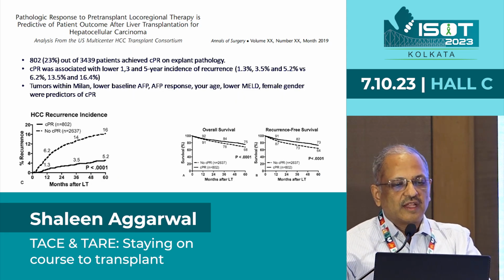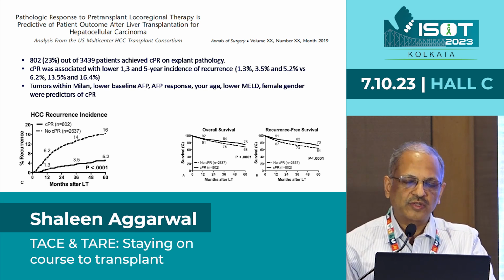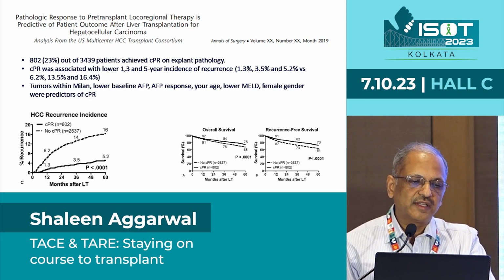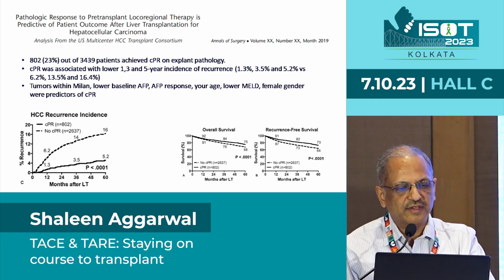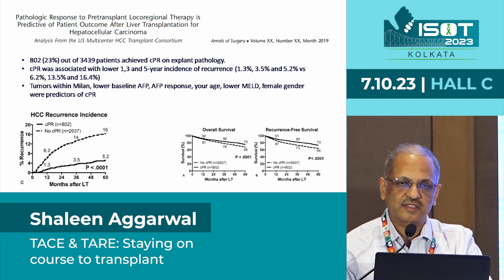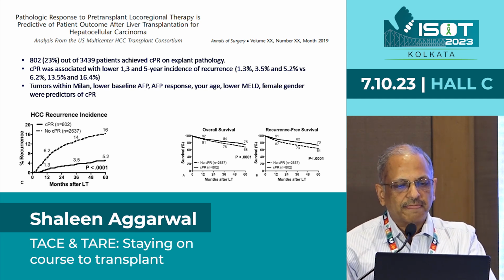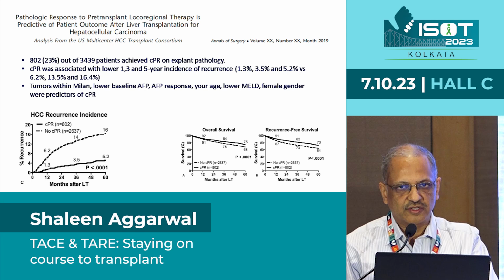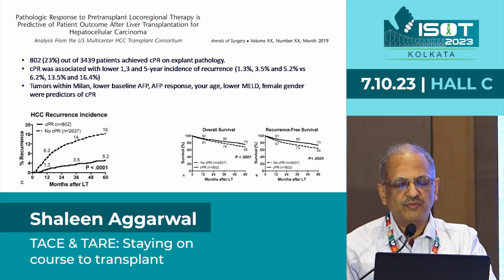However, there is a caveat. When subgroup analysis was done on the same data, they found that complete pathological response on explant pathology, which is to the tune of around 23% in this large study of around 3,500 patients, was associated with significantly lower recurrence rates, to the tune of 5% versus 16% without complete response. This study also showed that smaller tumor volumes, lower baseline AFP, good AFP response, lower MELD and younger age were the predictors of complete pathological response. But this cannot be predicted beforehand. So you have some pointers towards complete pathological response, but this is a very small subgroup of patients.